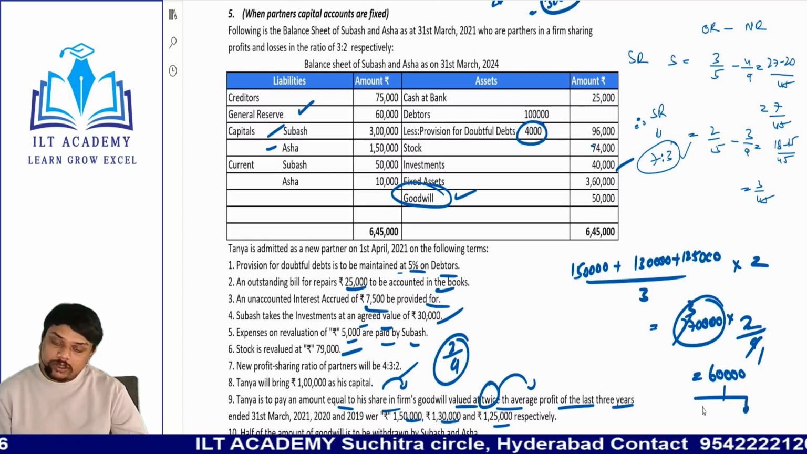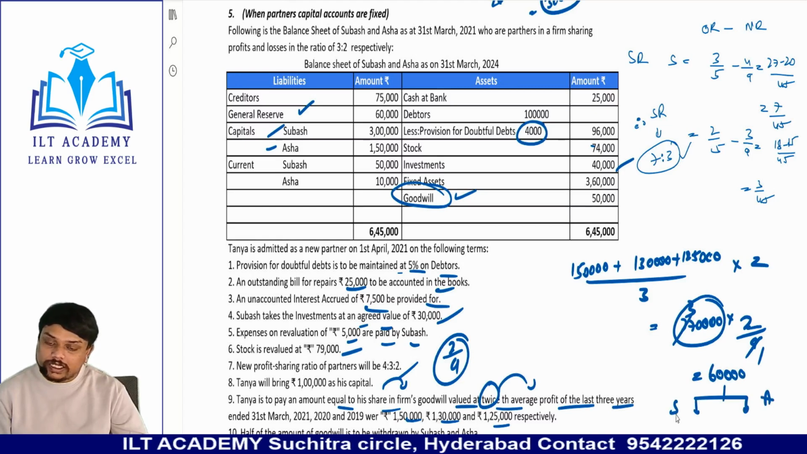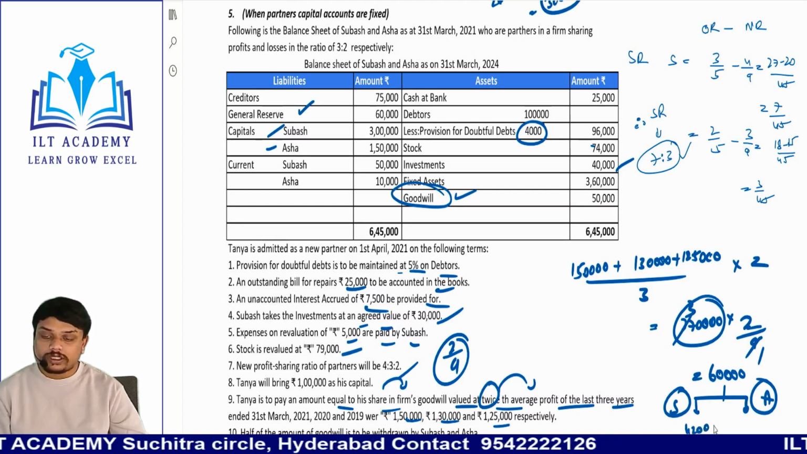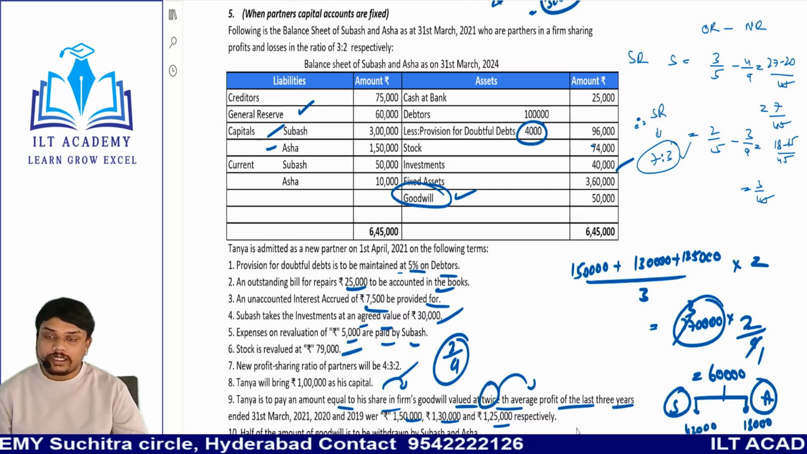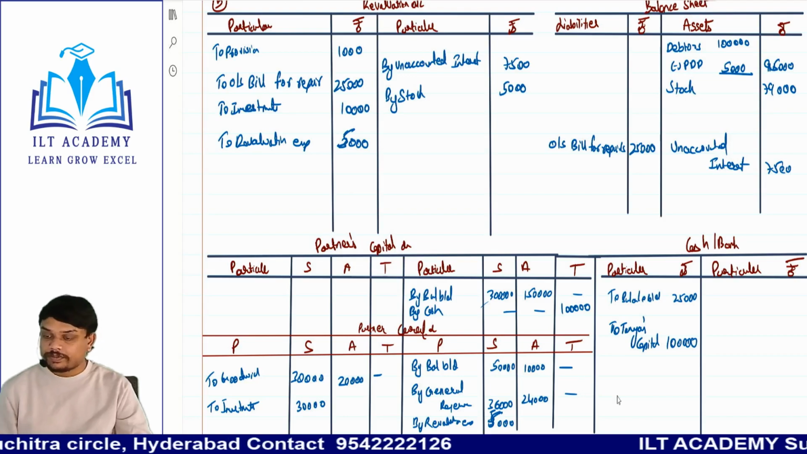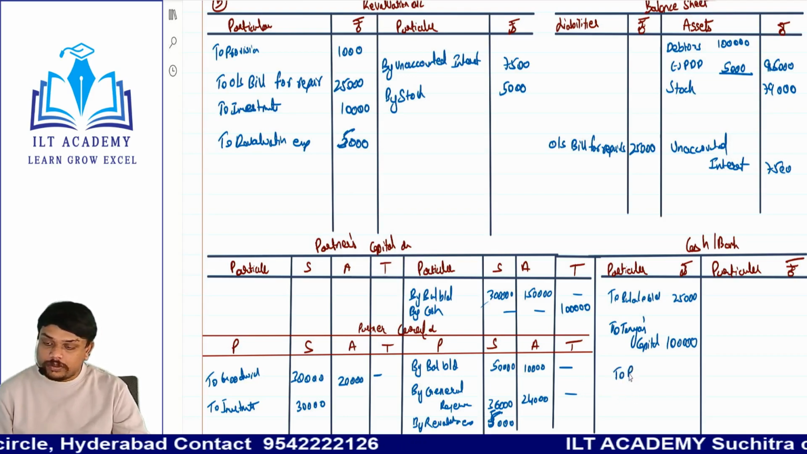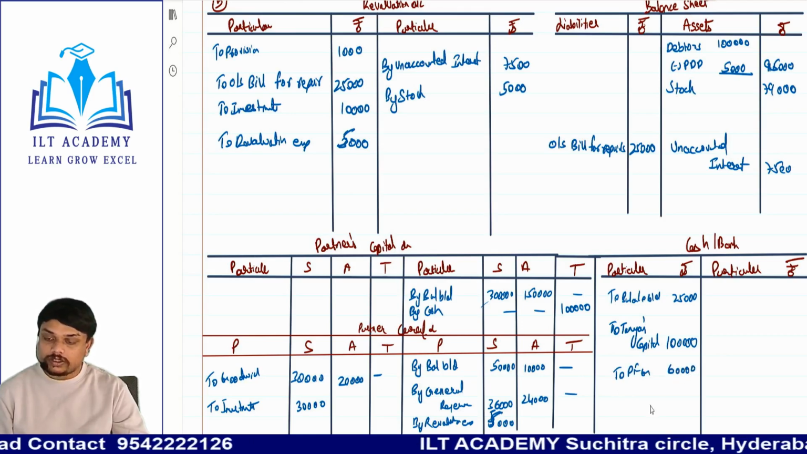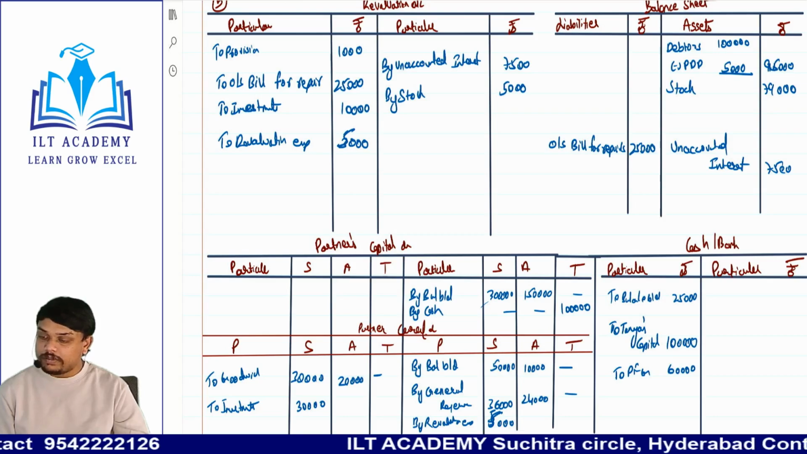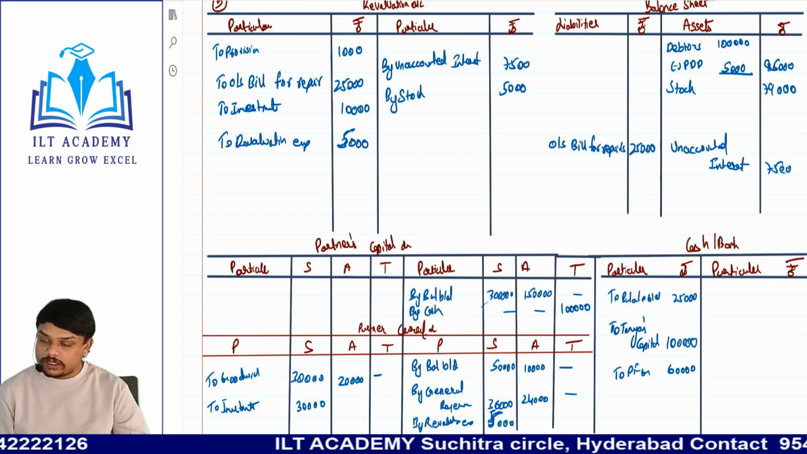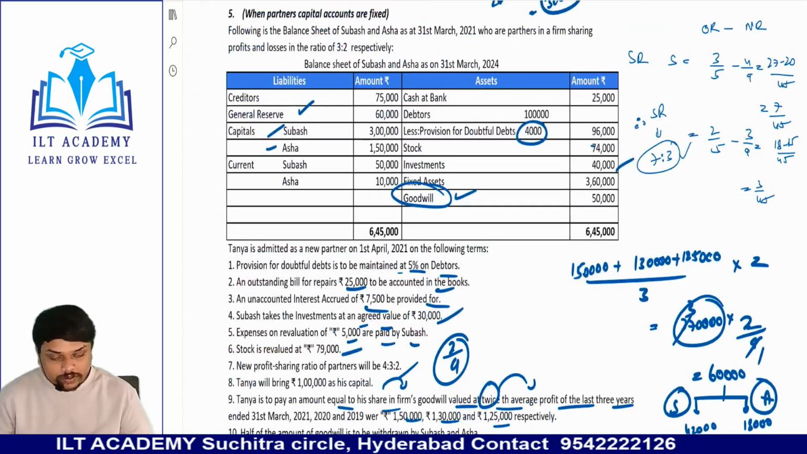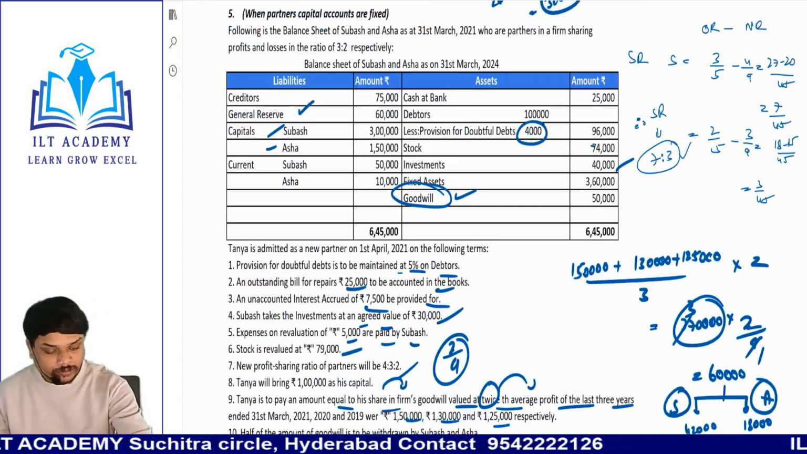This goodwill is distributed among whom? Subhash and Asha in the ratio 7 is to 3, which is 42,000 and 18,000. Premium for goodwill 60,000, and by premium for goodwill, which is 42,000 and 18,000. That's it. We have distributed the goodwill as well.